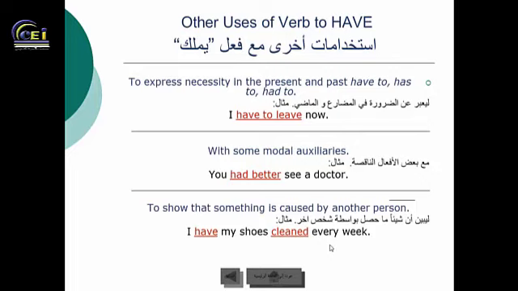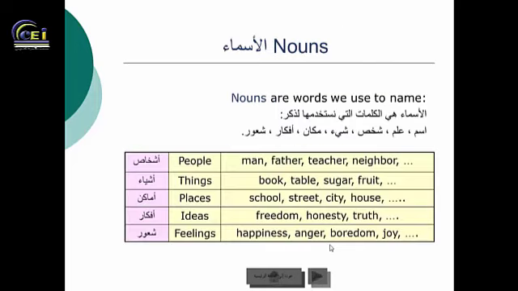With some modals, say, you had better see a doctor. To show that something is done for us by another person, we say, I have my shoes cleaned every week. I have my shoes cleaned. This is the verb to have.